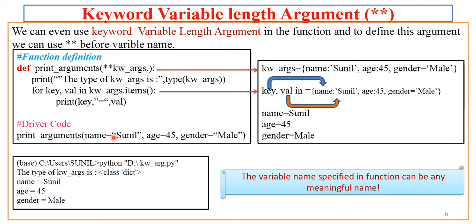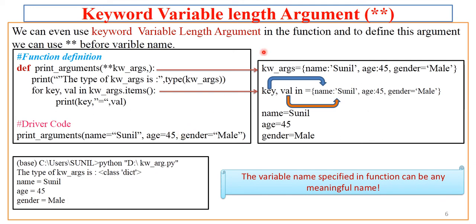You may pass any number of arguments you like. So name is equal to Sunil, age equal to 45, gender equal to male. I have passed this. These arguments are basically referred to by this variable kw_args of the function, but as I have specified two asterisks, the internal interpretation of these arguments passed to the function will be different.